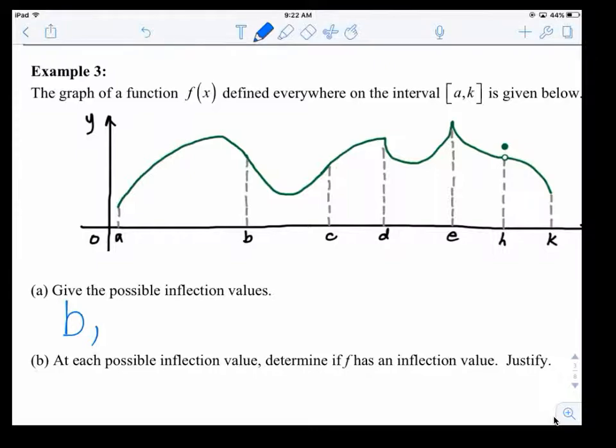All right? And then once I get to C, I'm concave up, and then to the right of C, I am now concave down, right? So that's another possible inflection value.